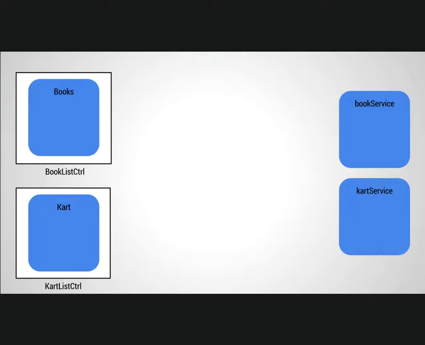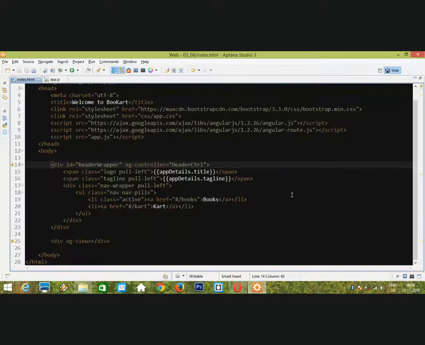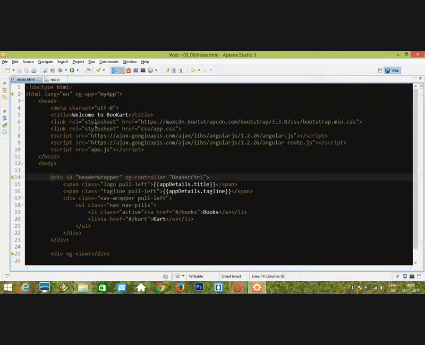So we will create the first dependency which will be responsible for handling data and business logic for book view. Maybe we can call it a book service. The second dependency is a cart service, responsible for data and business logic of cart view. Then we will inject these services using the injector object inside our controllers. These services will be responsible for populating and modifying data models for our views. Let's start with the first service, book service.